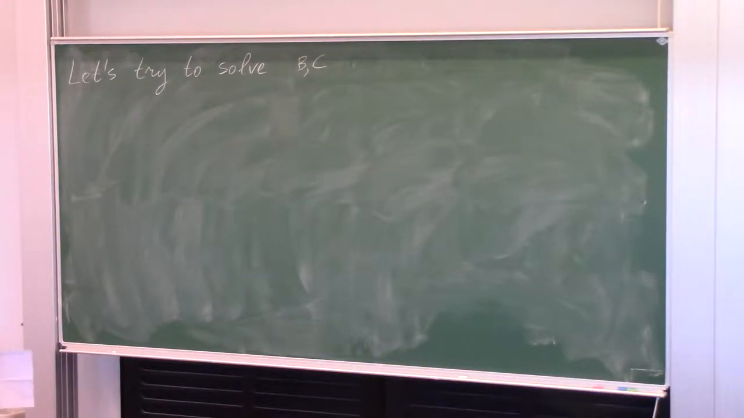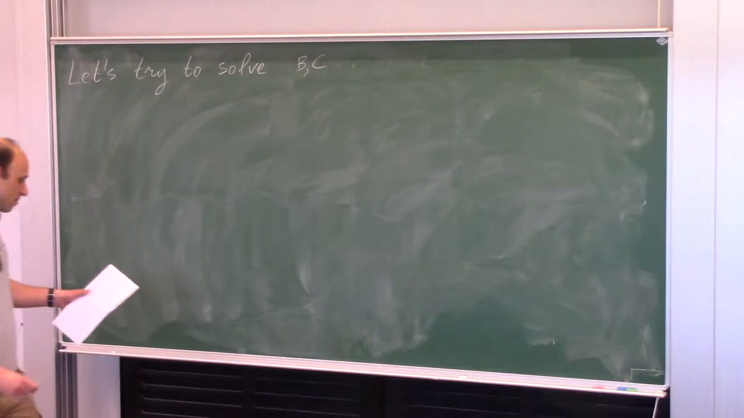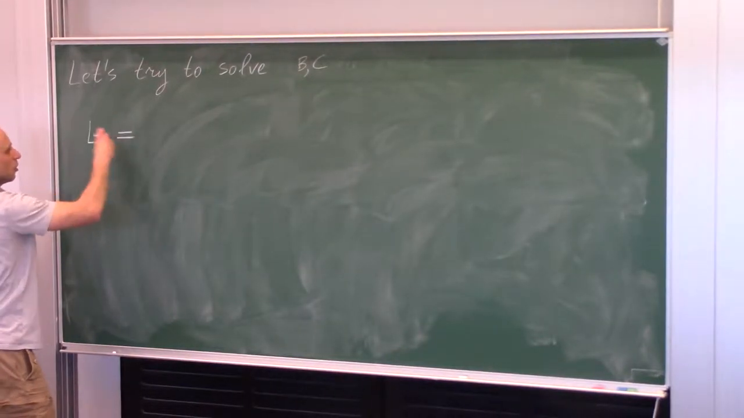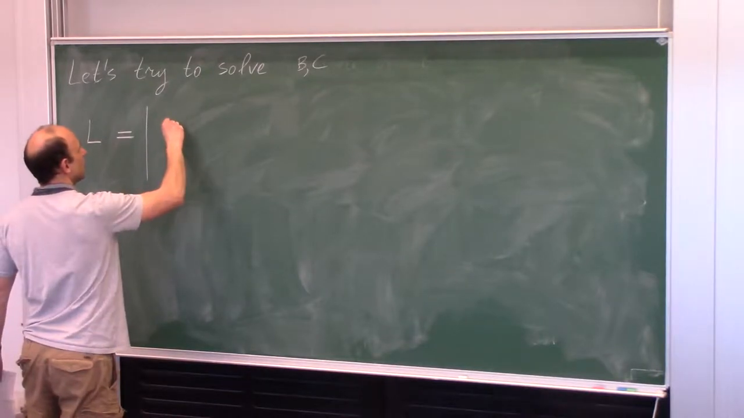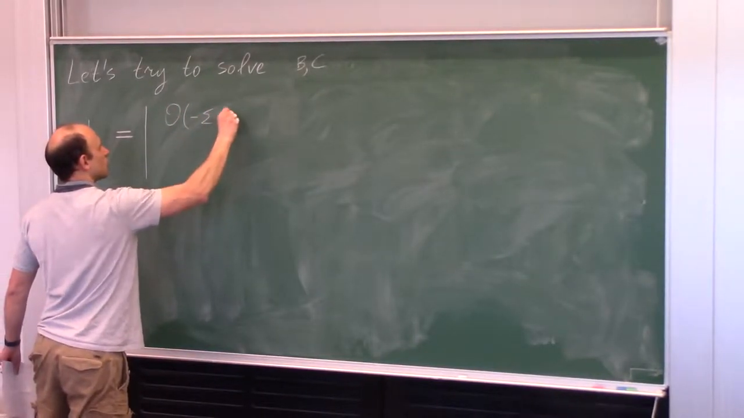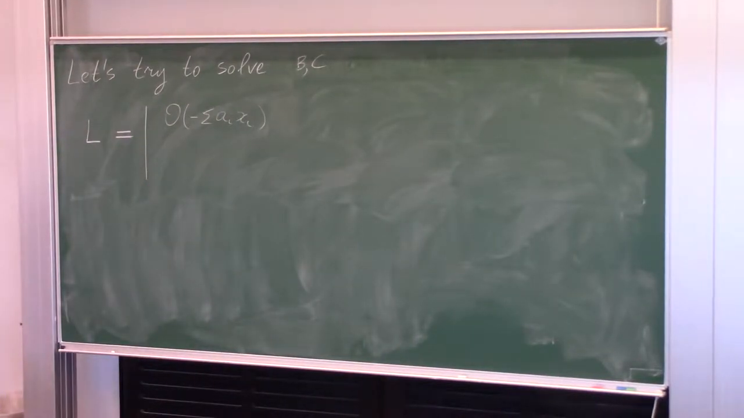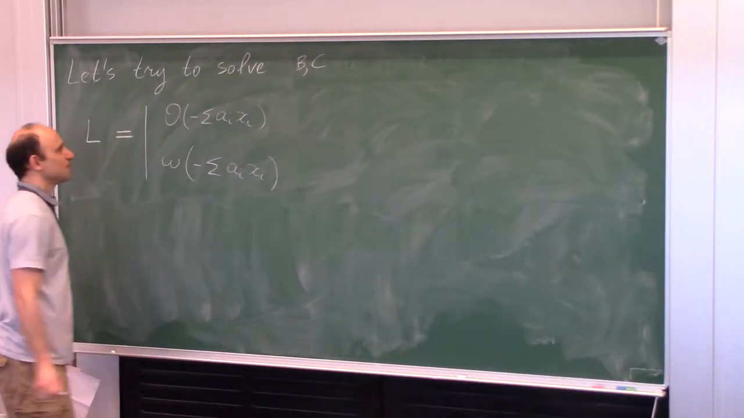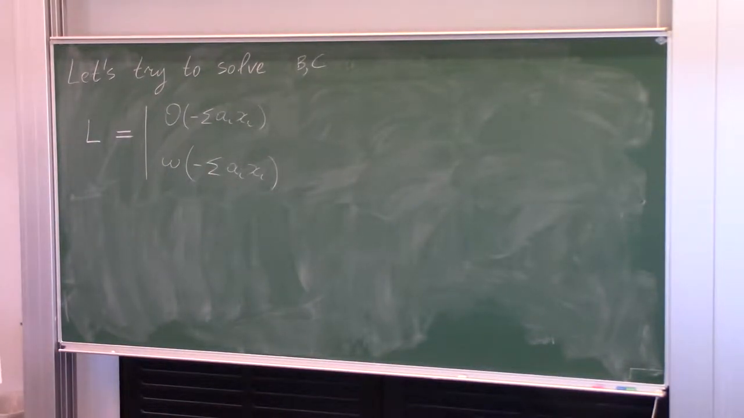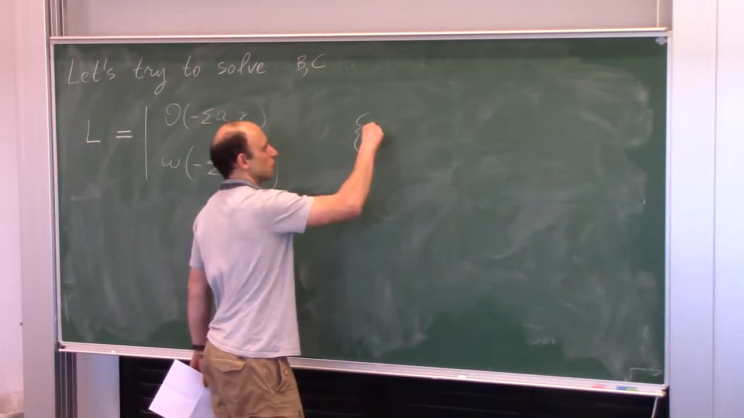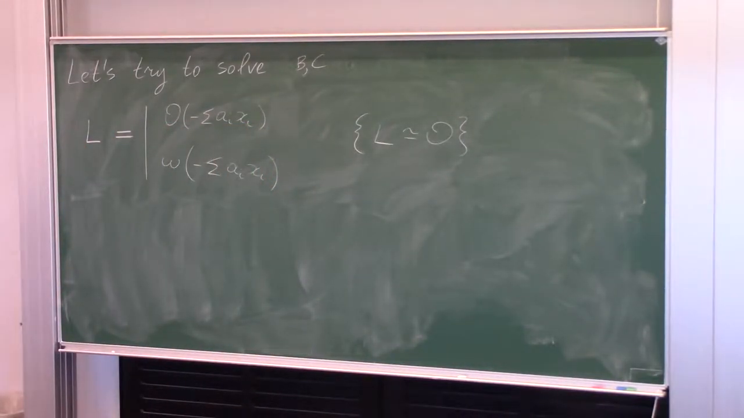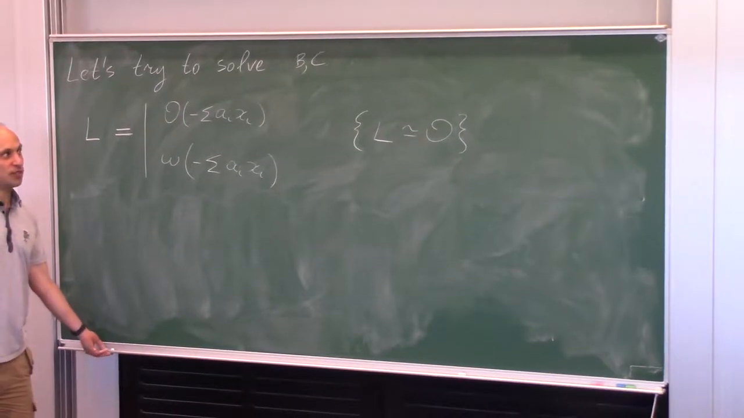So let's try to solve the problems B and C where the codimension is G. The codimension G is a little bit easier. Let me denote this line bundle by L. In one case it's O twisted by the marked points, and in the other case it's omega twisted by the marked points. And I would like to find the locus where L is the trivial line bundle. So on every curve I have this line bundle, it's degree zero, and I'm looking for the locus where it's not just degree zero, but actually trivial.